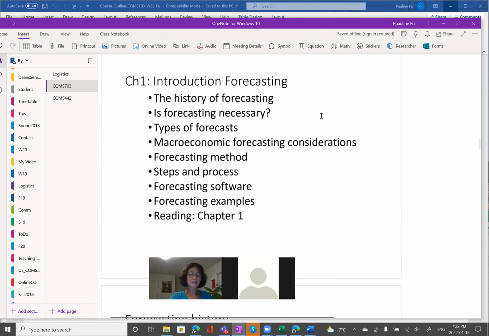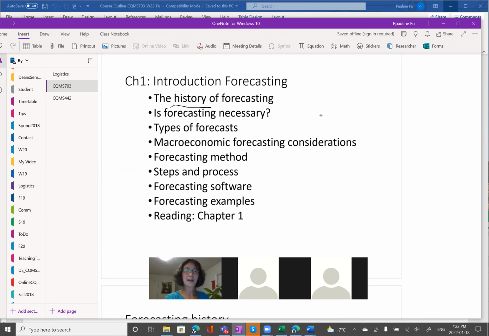Chapter 1 is the introduction of forecasting. Topics include the history of forecasting, if forecasting is necessary, types of forecasting, macro forecasting considerations, and the forecasting method. We'll talk about the forecasting method in detail in chapter 3. The steps and the process in forecasting, some forecasting software and examples. Okay, so those are chapter 1.